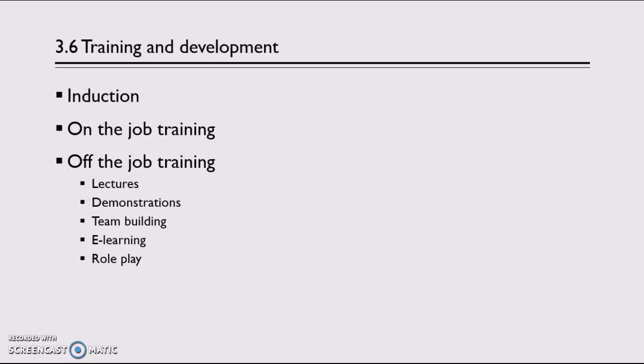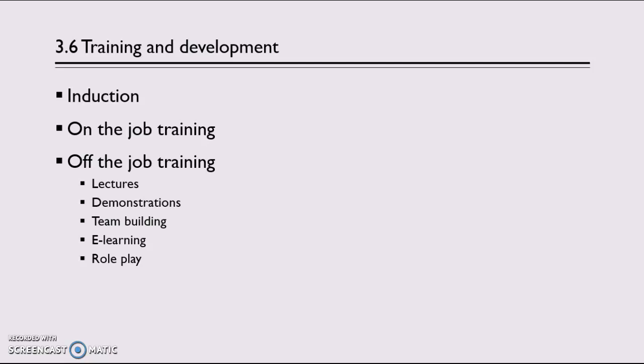Okay, training and development. Well, training focuses mainly on these three areas: induction, on the job, and off the job training. Induction training is all to do with when you first start your new job. Think about the induction you had when you were in year six, when you came up to the school and you got to look around and see what was going on. Well, it's the same with a business when you start a new job.